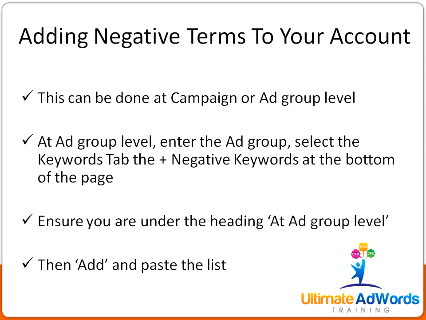So when you're adding negatives to your account, this can be done at campaign or ad group level. If adding them at ad group level, you simply go into the ad group, select the keywords tab, and then right at the bottom of the page you'll see a plus negative keywords option, and ensure you add these under the heading at ad group level. You then select add and paste in your list.